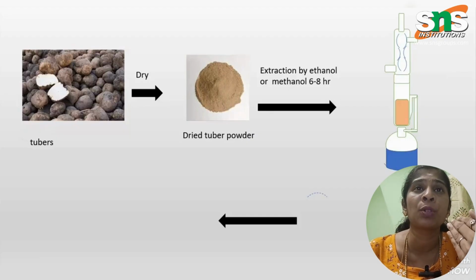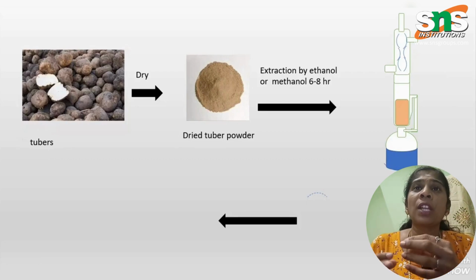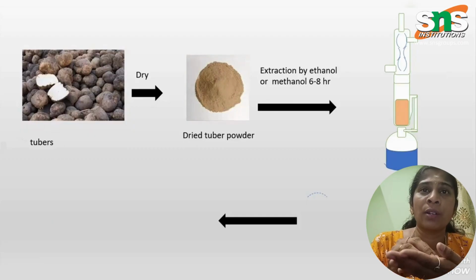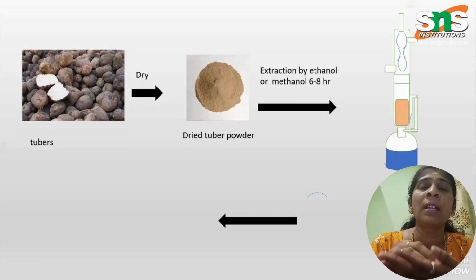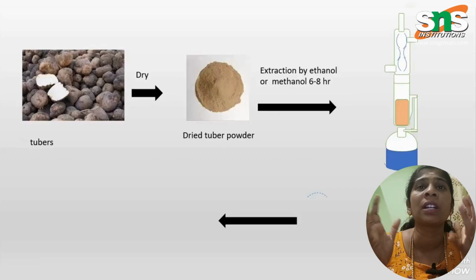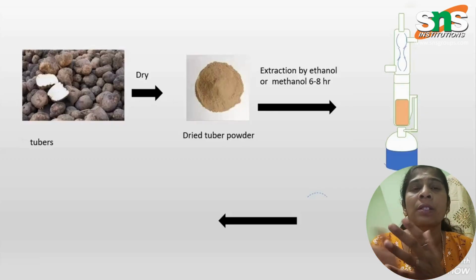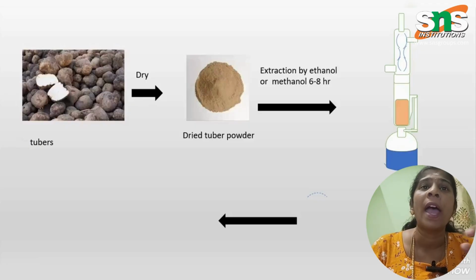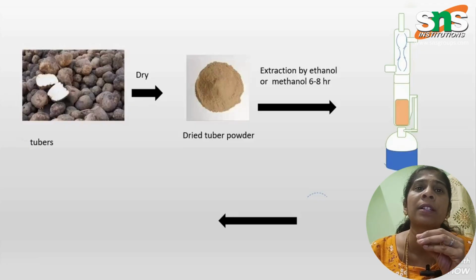Coming to step 2, it is acid hydrolysis. The powdered tuber is transferred into a round bottom flask, and to this we add dilute hydrochloric acid or sulfuric acid, and the mixture is then heated under reflux for about 4 to 6 hours. During this process, steroidal saponins undergo hydrolysis, the sugars dissolve in water, and free diosgenin is liberated.